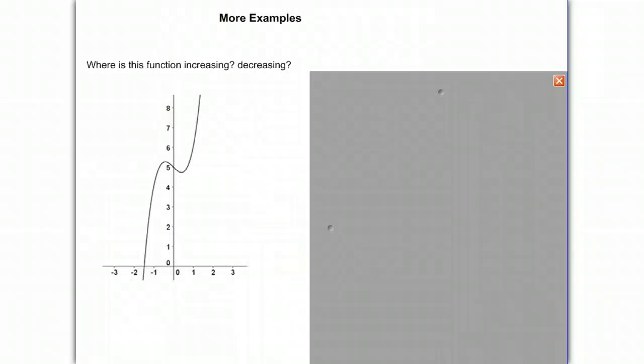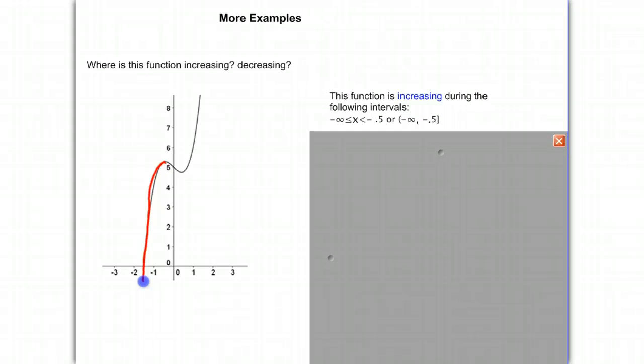Some more examples. Where is this function increasing and decreasing? Going from left to right, you'll notice that it is increasing from negative infinity all the way to this point right there. And it looks like it's increasing all the way to about negative 0.5. And so the way to express that is that x is greater than or equal to negative infinity, but less than negative 0.5. It should be less than, this is actually incorrect. The equal sign should not be there. So it's actually greater than negative infinity and less than or equal to negative 0.5.